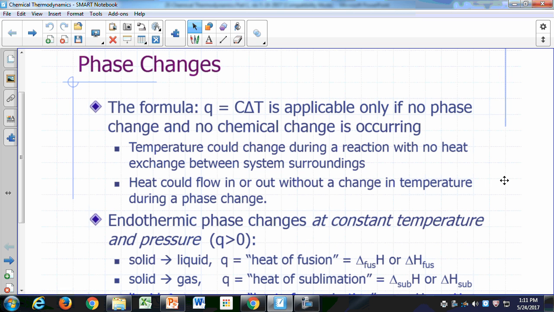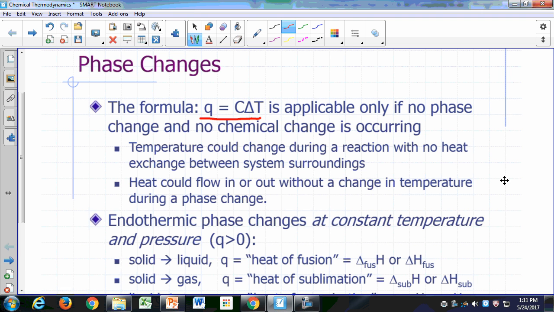The formula Q equals C delta T, relating heat and the change in temperature, is applicable only if no phase change and no chemical change is occurring in your system. In fact, temperature could change in a system during a reaction with no heat exchange between system and surroundings. So you can have a change in temperature, but Q is zero. We'll talk more about this when we get to the lesson on thermochemistry.